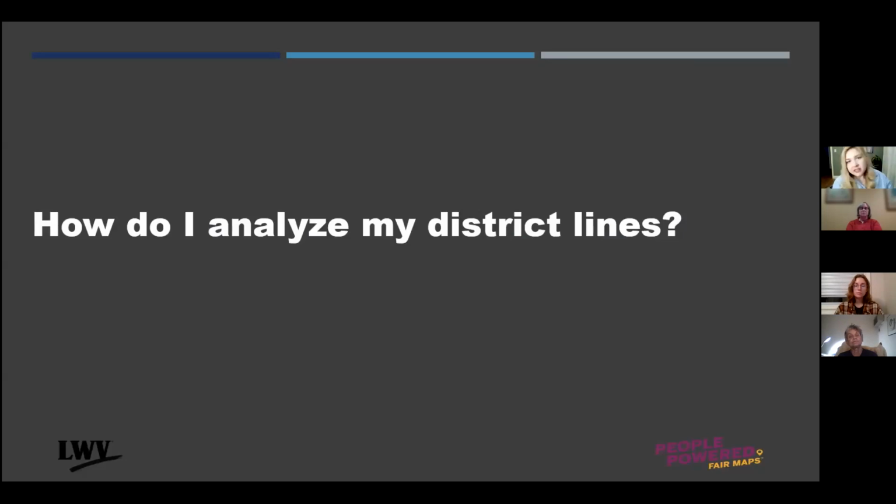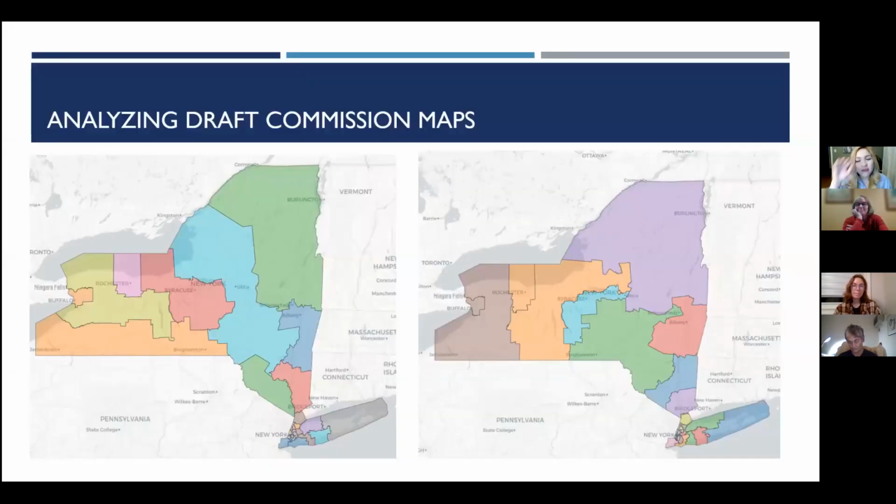So now that we have the idea of communities of interest down, we understand the process of redistricting, now we can do the hard part, the nitty-gritty part, which is actually looking at district lines. Also the very exciting part, because this is pretty fun. And I hope my explanation and example will help you see that it is pretty fun, but let's start here. So we mentioned earlier that the commission has come out with draft maps, and you'll see 2 maps on the screen here, and they are both congressional draft maps.